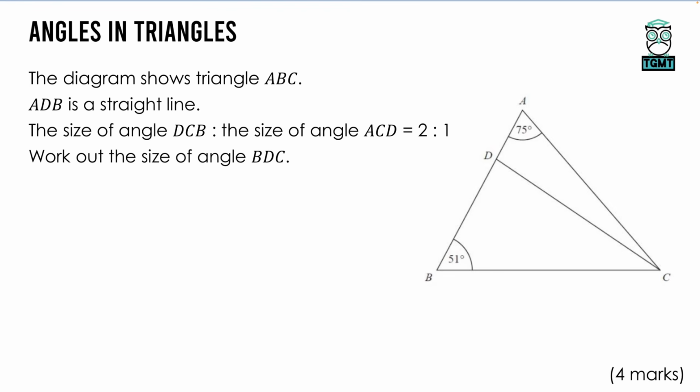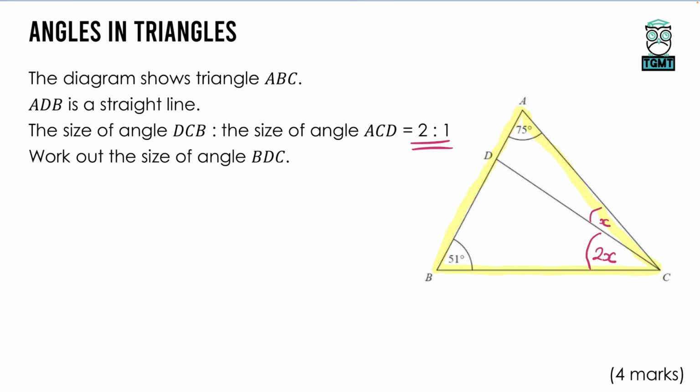Now here we actually have two triangles that have been put together, but we have this large triangle around the outside and we are missing that bottom right angle. But it tells us in the question that the size of angle DCB, which is this one here, to the size of angle ACD, this little one here, is in the ratio 2:1. Now that could be written as algebra. You could write it as 2x and 1x, however you prefer to look at it.